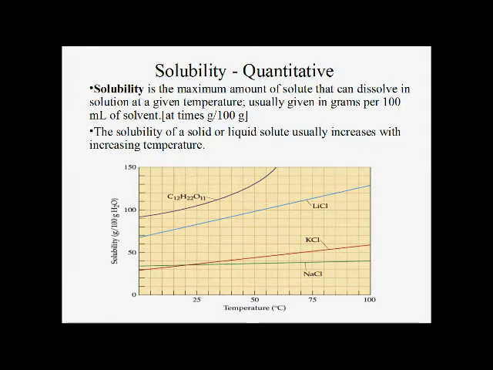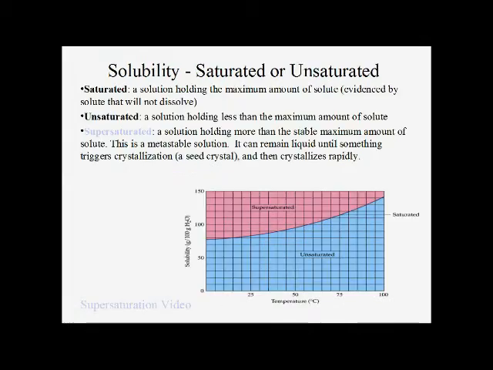The line in this graph represents a saturated solution. This is as much as we can dissolve into this water at any particular time. So in that graph, anything underneath the line would be an unsaturated solution. That means we could dissolve more into it. Anything on the line would be saturated. And then occasionally we can get into a supersaturated state where we have a larger amount than is stable. It can be a metastable solution.